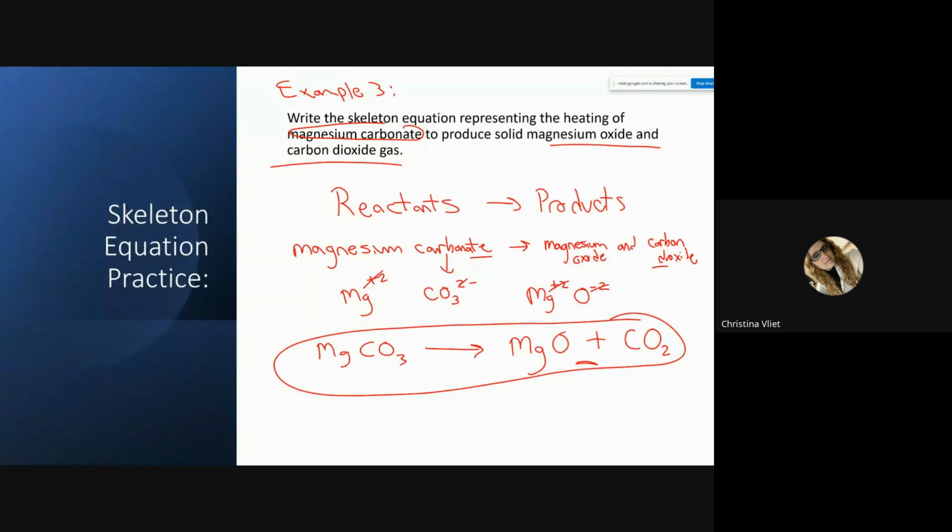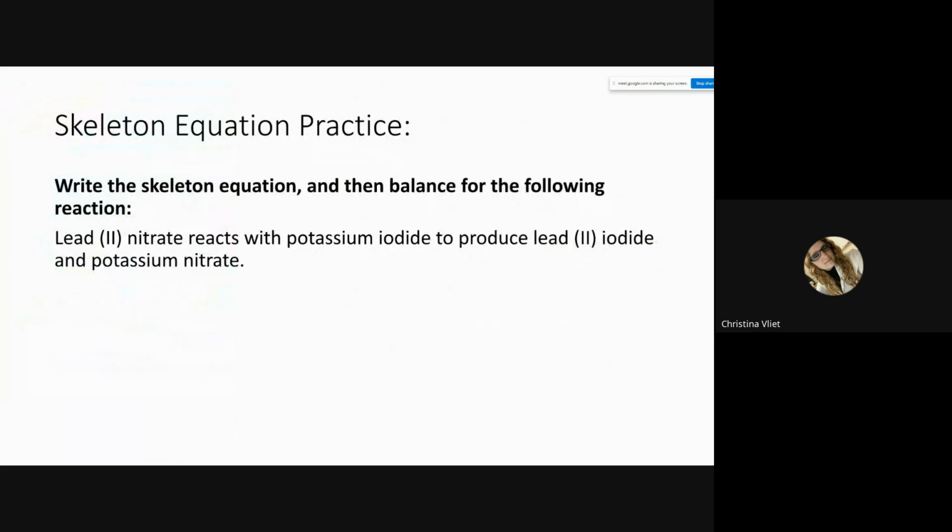But the idea is you will have to sometimes change word equations into the actual symbols. And you see me doing it all the time in my head. What you're being asked to do is translate those words into chemical formulas and then place your reactants and your products. This, by the way, is already a balanced equation. If you added everything up, you'll see it actually works out. This is the skeleton equation. This is actually also the balanced equation.